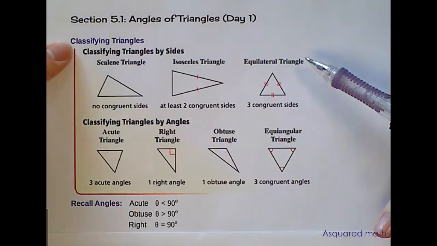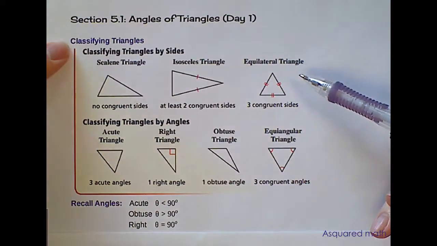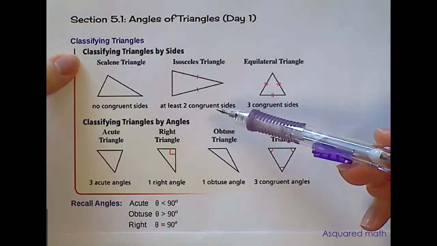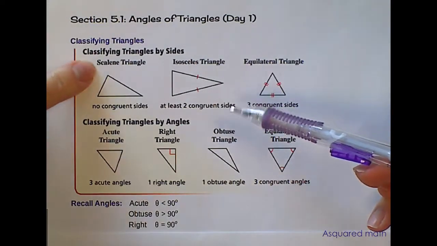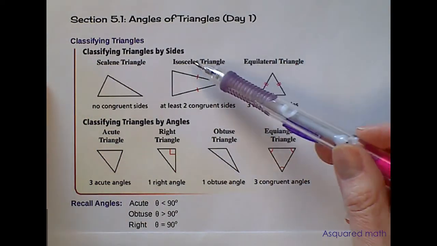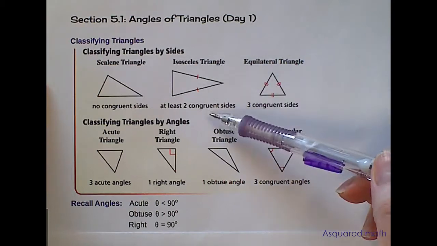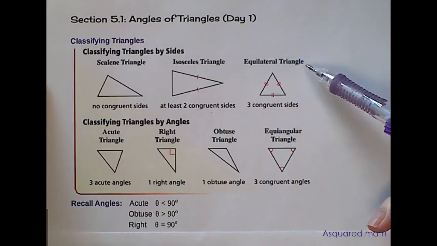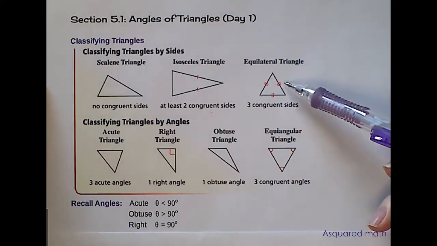We're going to start with classifying triangles, and the first way we can classify them is by their side lengths. You're familiar with a scalene triangle, which has no sides that are the same length, so there's no congruent sides. An isosceles triangle has at least two congruent sides. And then we have the equilateral triangle where all three sides are congruent.